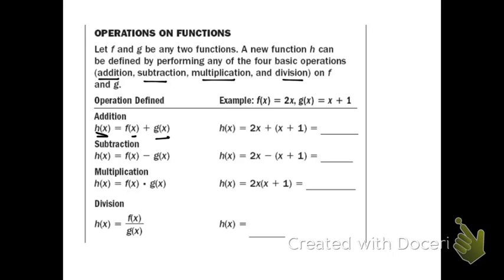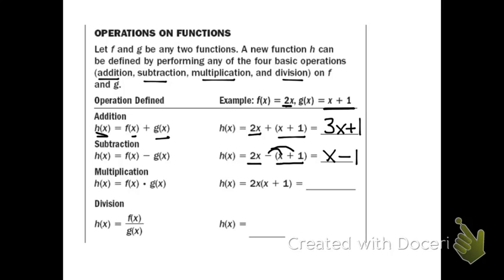So the example they give us, they want f of x to be 2x and g of x to be the function x plus 1. So h of x would just be 2x plus x plus 1. Guys, all you have to do is add like terms and you'd end up with 3x plus 1. That would be your h of x function. You could do subtraction. If the function h of x was f of x minus g of x, well, now all we'd have to do is distribute the negative and add like terms. And 2x minus 1x would be x. And if you multiplied the negative to the 1, you'd get minus 1. So h of x here would be the function x minus 1.